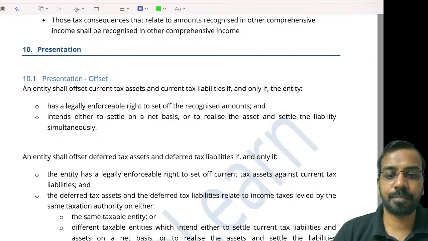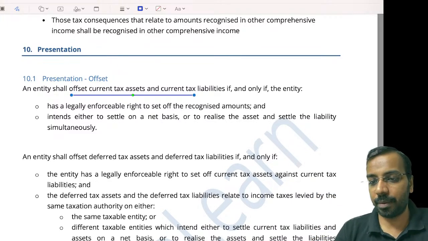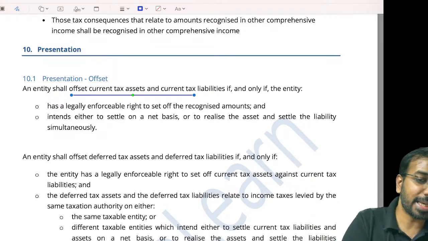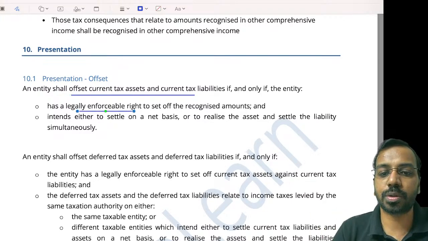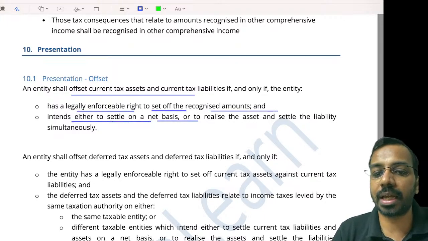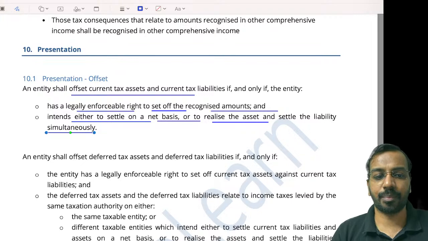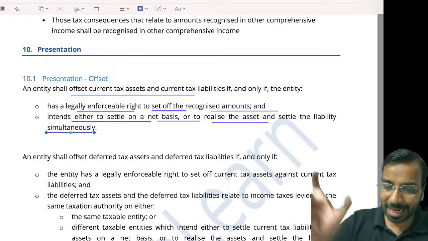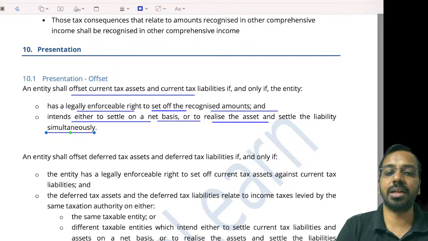Presentation, as you have already seen, current asset and current tax liability: currently if I have a tax payable and I have also paid advance tax, or there is a TDS, that is a current tax asset. So current tax asset and current tax liability we can offset if the entity has a legally enforceable right to set off the recognized amounts and it intends either to settle on a net basis or to realize the asset and settle the liability simultaneously. A simple example for this is, say for example, I have paid advance tax, and then there is income tax payable. Can I offset both of these and present it as a net item? Of course, yes, because I have a legally enforceable right.